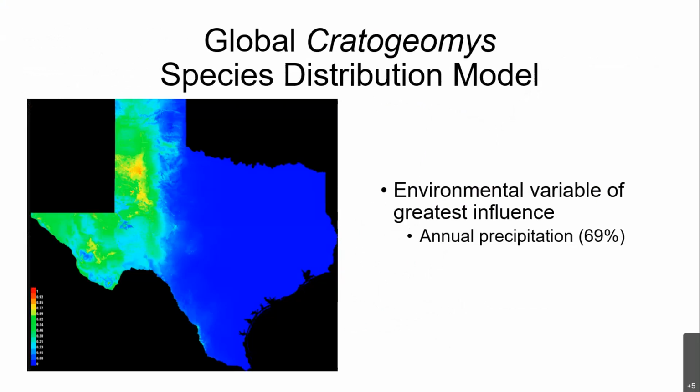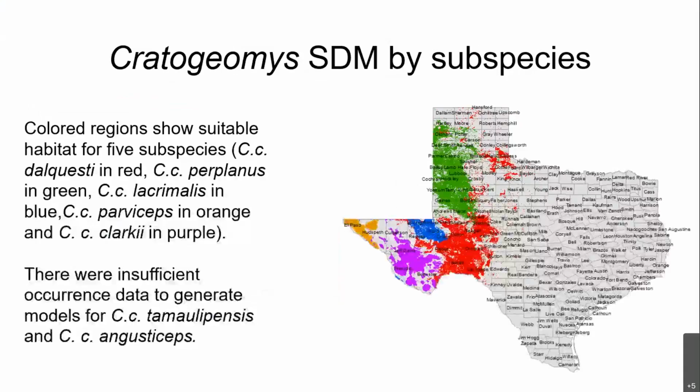For the global Cratogeomys species distribution model, mostly in the Panhandle Plains area, the environmental variable of greatest influence is annual precipitation. And then the SDMs just by subspecies. So the colored regions show a suitable habitat greater than 60% for the 5 subspecies. Dalquesti, which is in red, perplanus, which is in green, and those 2 could form a possible OTU. Lacrimalis in blue, parviceps in orange, those 2 could also form 1 OTU, and then castanops in purple.